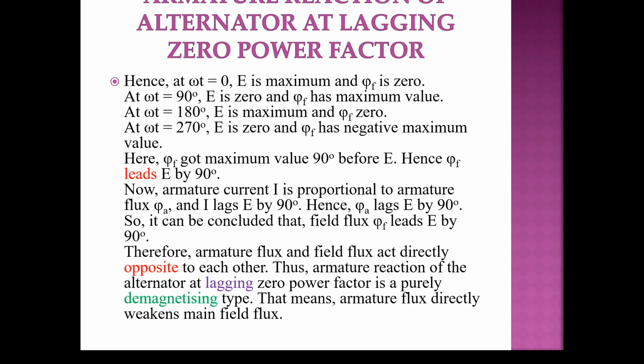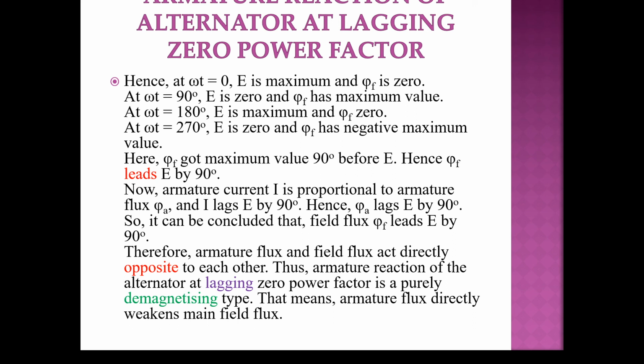At omega t is 0, E is maximum and phi f is 0. When we substitute omega t as 90 degrees, E will be 0 and phi f will be maximum. Similarly, 180, 270 we are seeing. At 180 E is maximum, phi f is 0. At 270 E is 0, phi f is negative maximum. So phi f got maximum value 90 degrees before E, hence phi f leads E by 90 degrees.